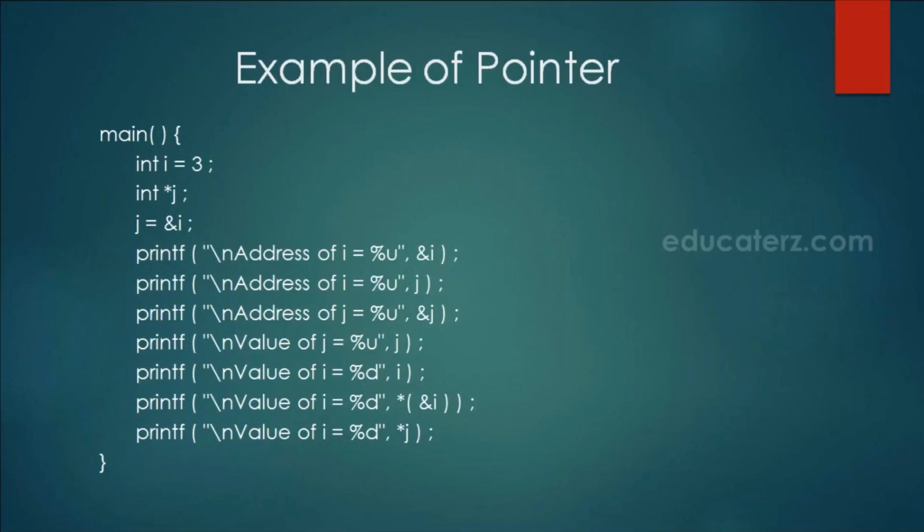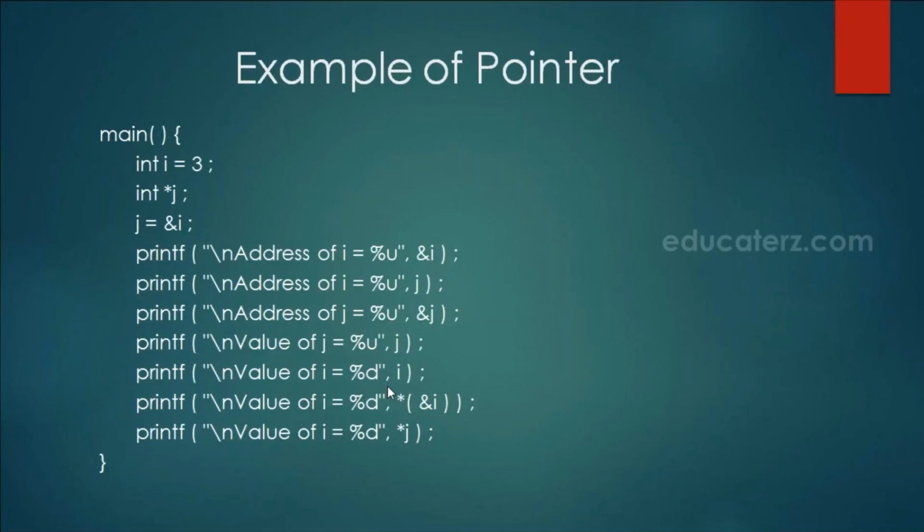Then we have j equal to ampersand i, meaning j is holding the address of i. If I display the address of i, I can use ampersand i or directly j, because j is also holding the address of i. But if we want the address of j, we can use ampersand j. The value of j we can access directly, and the value of i we can also access directly.